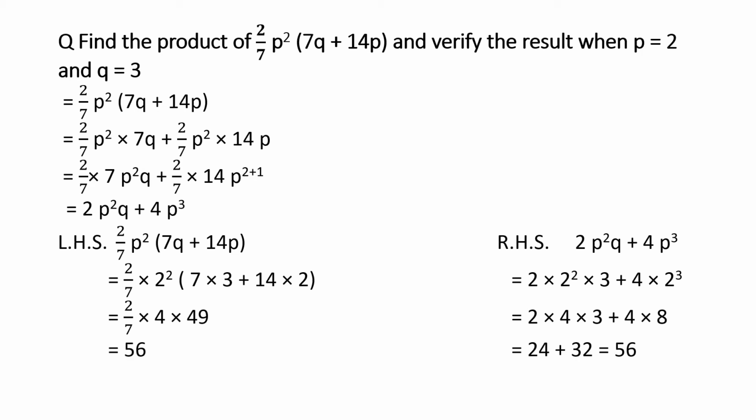And now after solving, what you will observe, the value of LHS is equal to 56 and RHS is also equal to 56. It means you have verified, hence verified the results, that your multiplication is correct.